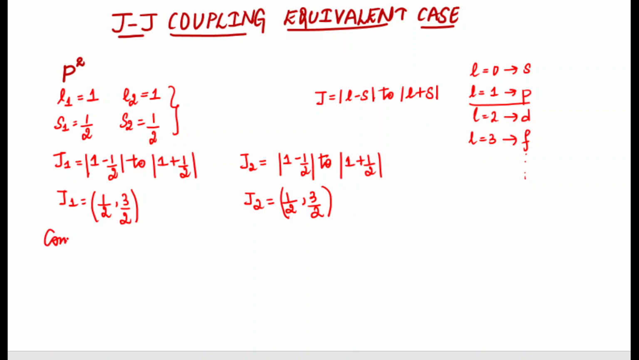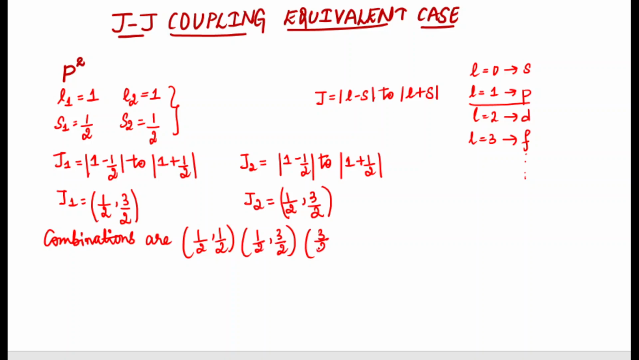So the combinations for J are 1 by 2, 1 by 2; 1 by 2, 3 by 2; 3 by 2, 1 by 2; and 3 by 2, 3 by 2. These are the 4 sets of combinations under JJ coupling for the equivalent case. The question may arise from here itself: what are the combinations of JJ coupling for the respective questions. Till here, is everyone clear?